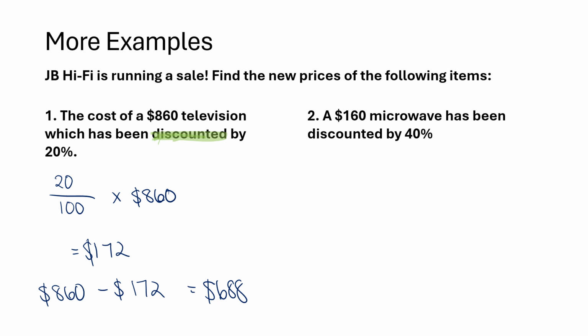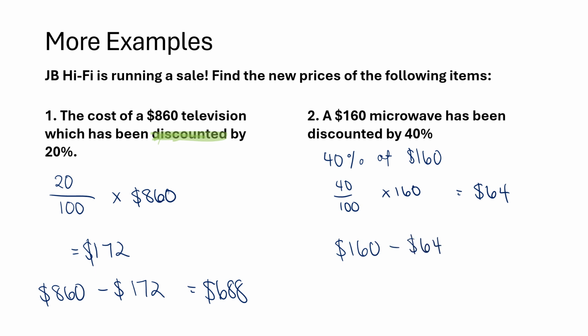Next, we have a microwave that's been discounted by 40%. So we're going to start by finding 40% of $160. So we're going to do 40 over 100 times 160, and that's equal to $64. Then we're just going to subtract that from 160, and we'll end up with $96.